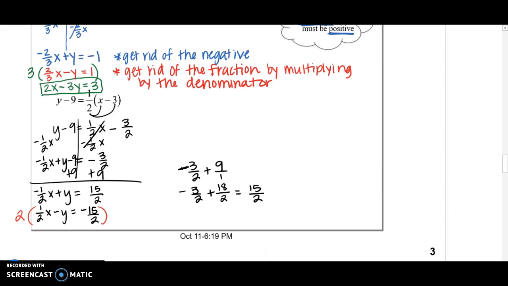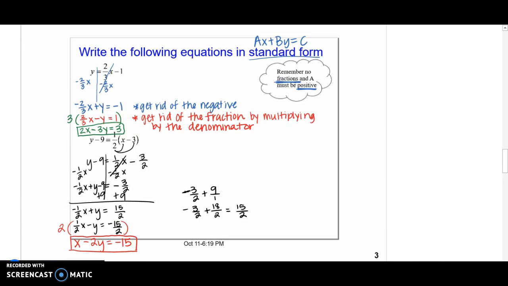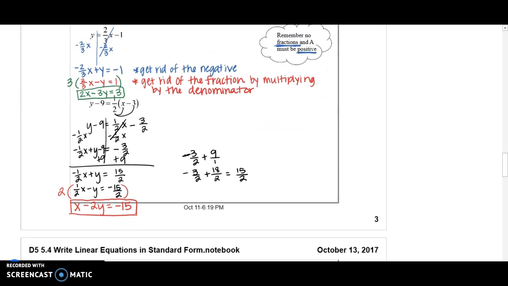Okay? So our new, so 2 times 1/2 is just 1x. So those canceled out. Minus 2 times y. And then if we're multiplying this by 2, those 2's cancel on the bottom and get negative 15. So here is our new equation. Okay, so guys, really, there's a lot of manipulating you have to do here. You have to make sure the x and the y are on the same side. No fractions, no negatives.